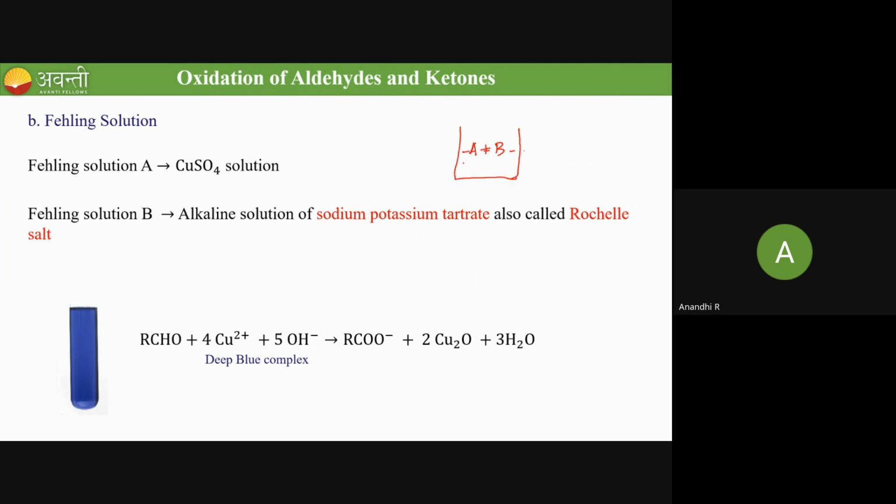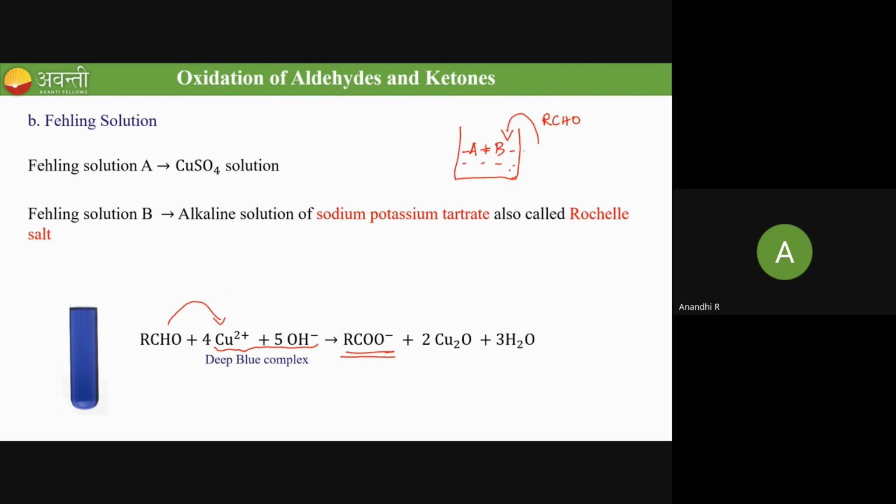And in this mixed solution, we are going to add our aldehyde. So this is the Fehling solution. To this solution, we are going to add the aldehyde. If you add the aldehyde, this forms the carboxylate ion, or you can take this as carboxylic acid. Means the aldehyde is getting oxidized to carboxylic acid with the release of Cu2O and H2O.